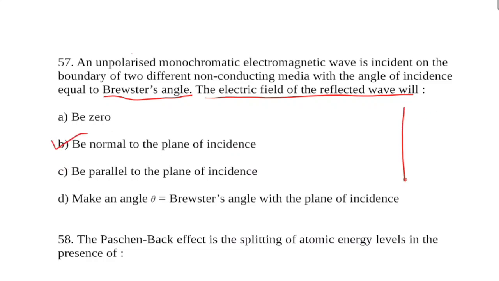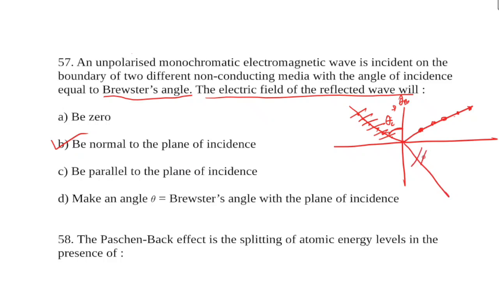Okay, so here you should remember that if an unpolarized light, having both components parallel and normal to the plane of incidence, is incident at the Brewster angle, the reflected ray will contain only the components normal to the plane of incidence, and it will be fully polarized. And the transmitted ray will be partially polarized, containing both components.